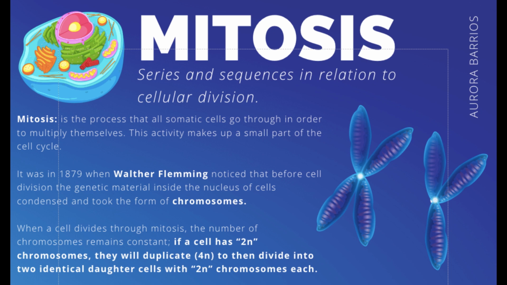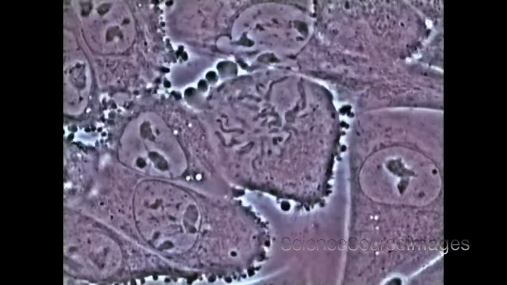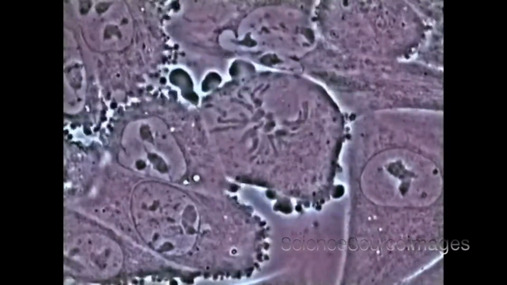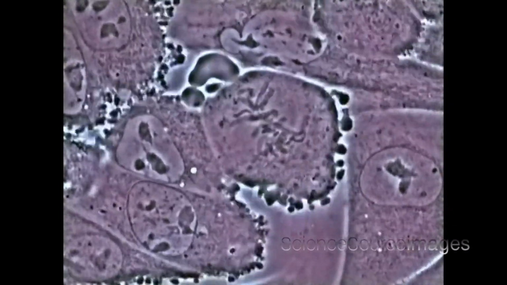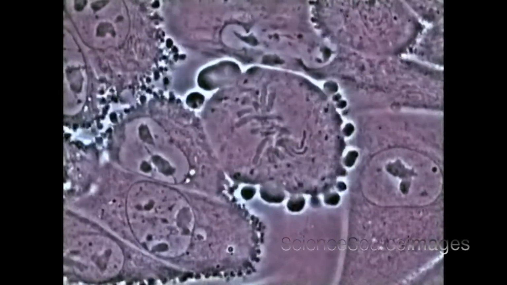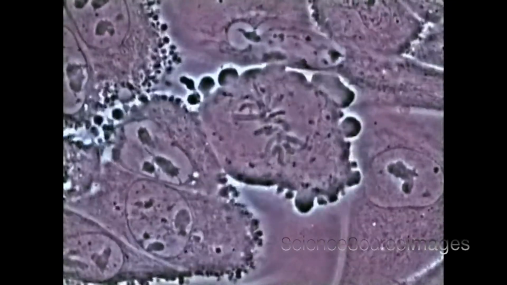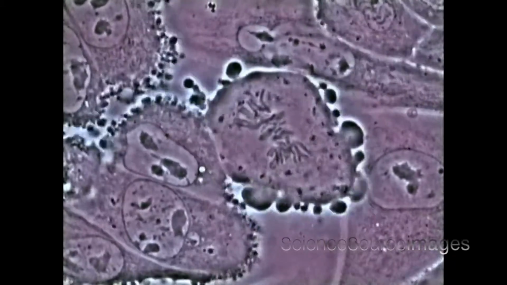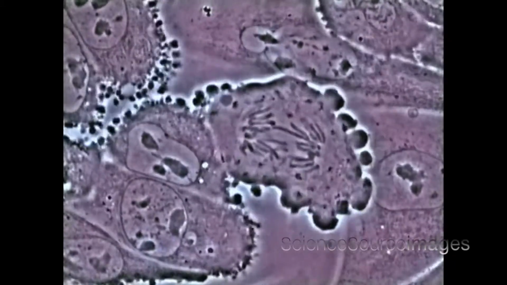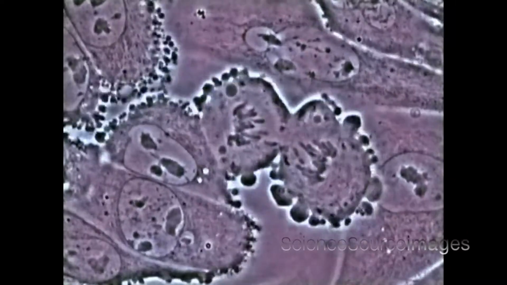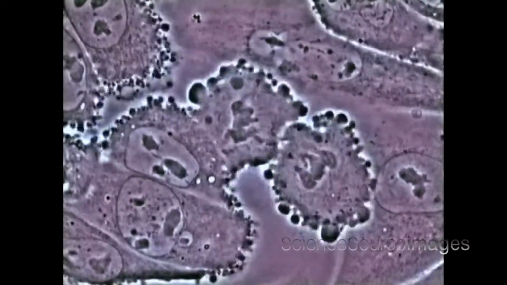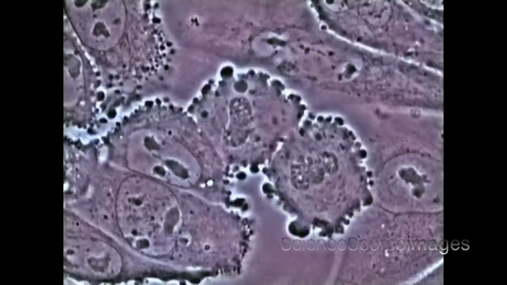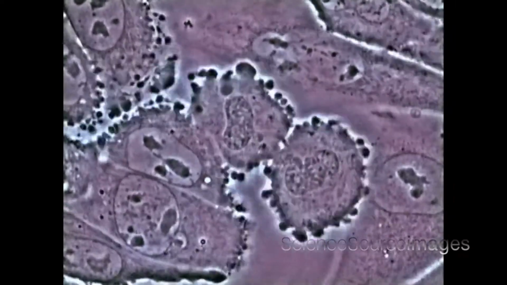While Mendel focused on the study of genetics, cytologists made major contributions to the knowledge we now have of cells. It was in 1879 when German biologist Walther Flemming noticed that before cell division, the genetic material inside the nucleus of the cell, which is usually stored in the form of chromatin, condensed and took the form of chromosomes. Every cell in the body stores a person's complete genetic material, yet only a few pieces of this DNA are activated depending on the function of that specific cell.